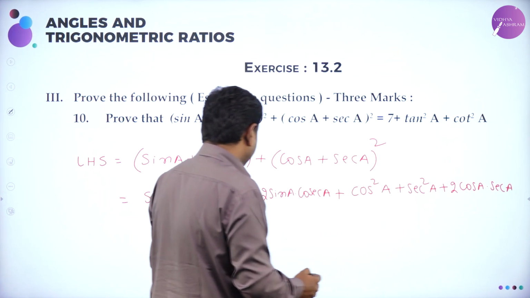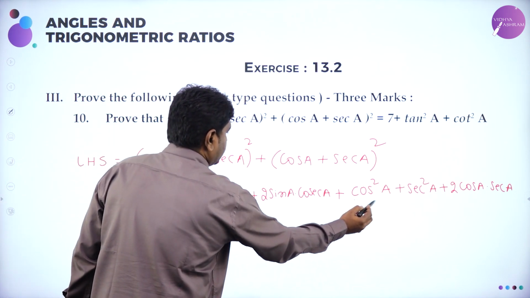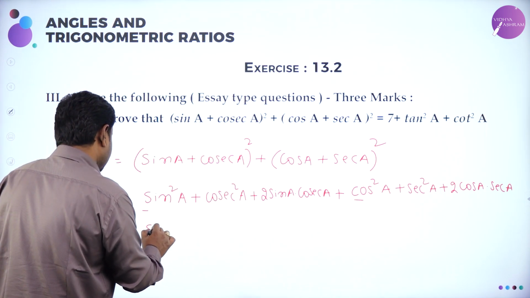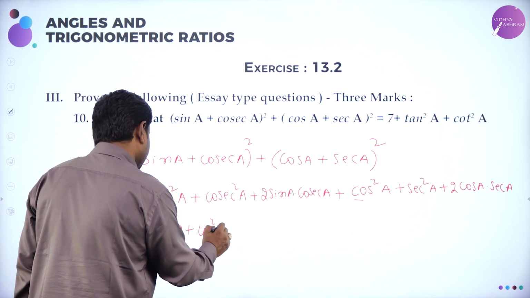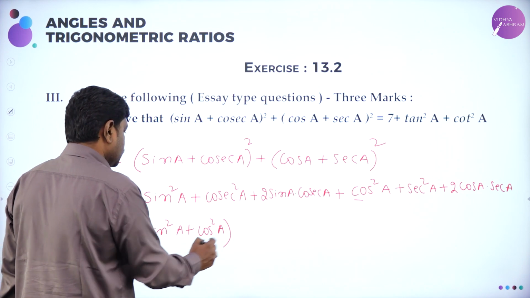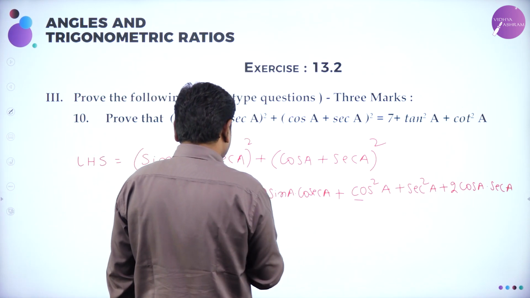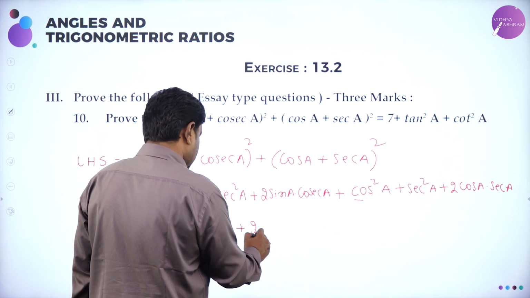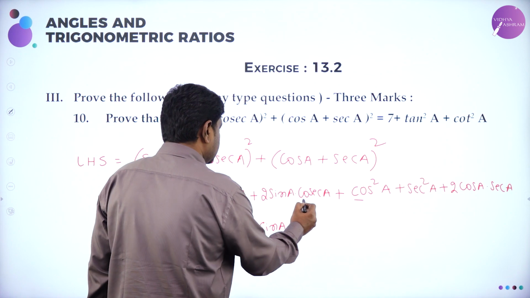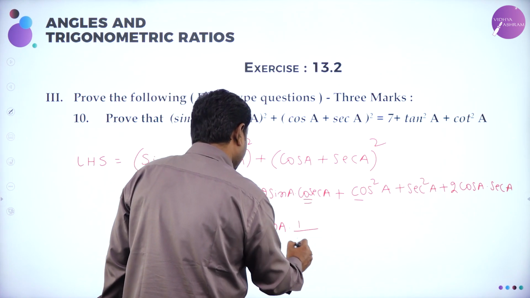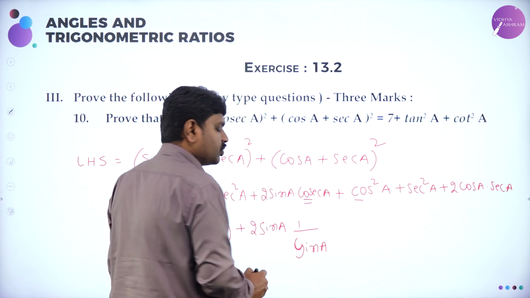Now further simplify this. Here we have sin square A and cos square A. Club that, so I'll group sin square A plus cos square A, plus we are left out with 2 sin A into cosecant A. In place of cosecant A, can I write it as 1 by sin A? All of you know, reciprocal of cosecant is what?